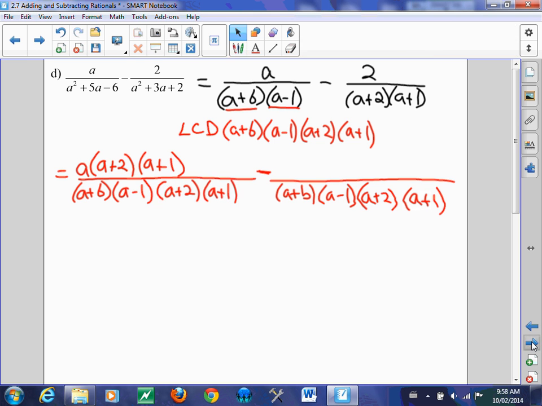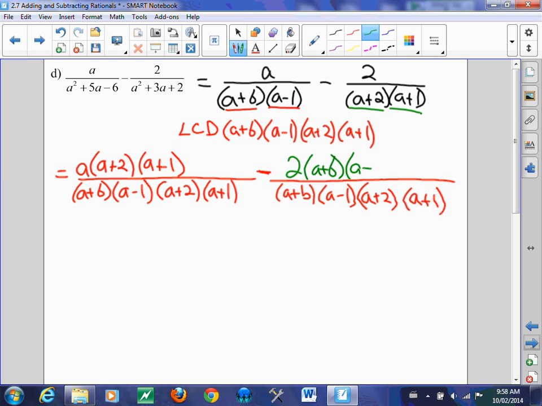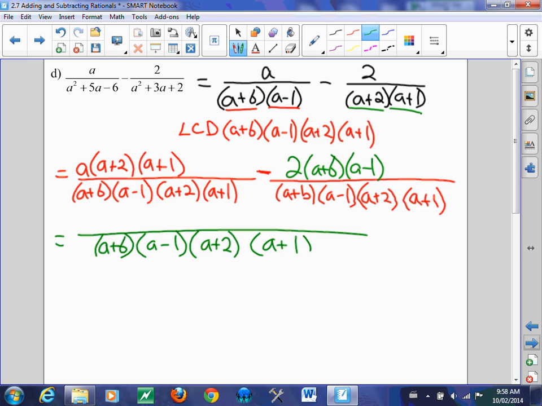Looking at our second denominator, our second fraction, I should say, what do we already have? Well, we need 2 here, and we already have a plus 2 and a plus 1, so we need the other ones, which is a plus 6 times a minus 1. Okay? Good news is we can have a common denominator now that we only have to do this once, so a plus 6 times a minus 1 times a plus 2 times a plus 1.